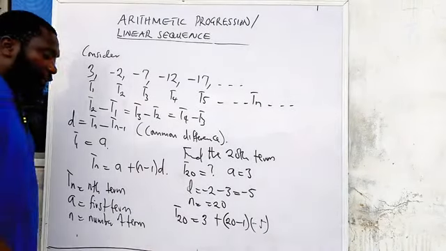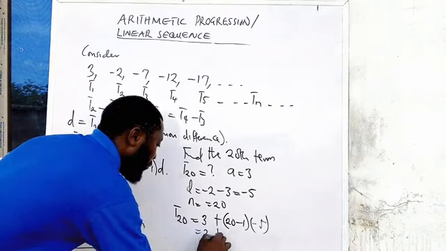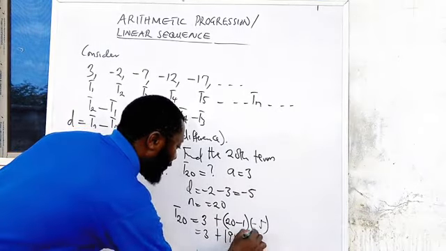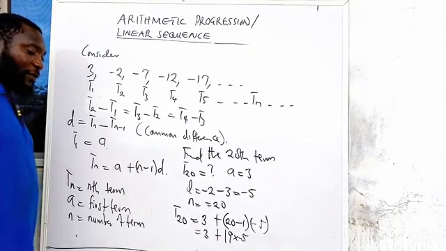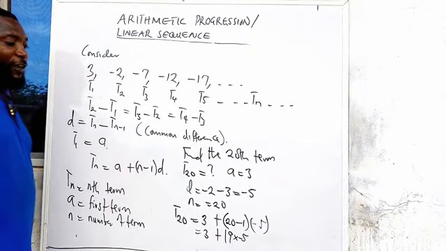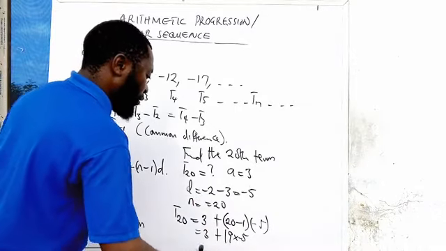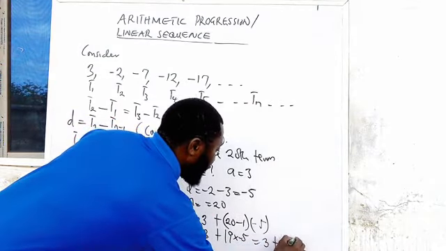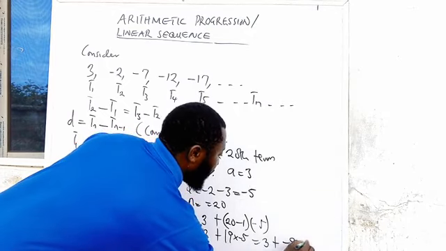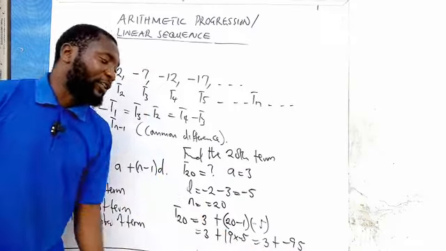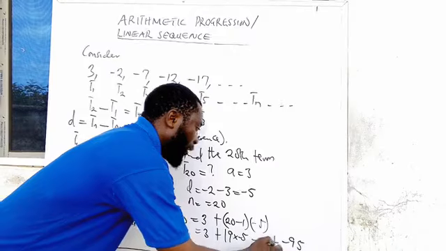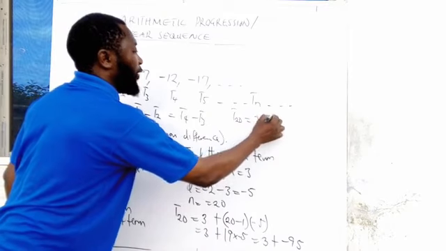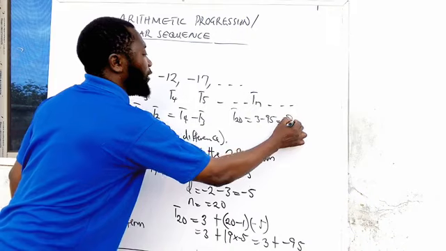Now let's simplify this further. This equals 3 plus 20 minus 1, that is 19, so 19 multiplied by -5. When you multiply 19 by -5, that is -95. So here we have 3 plus -95, or in another way, just write 3 minus 95, because plus times minus is minus. So the final result, T20 equals 3 minus 95, and that is -92.